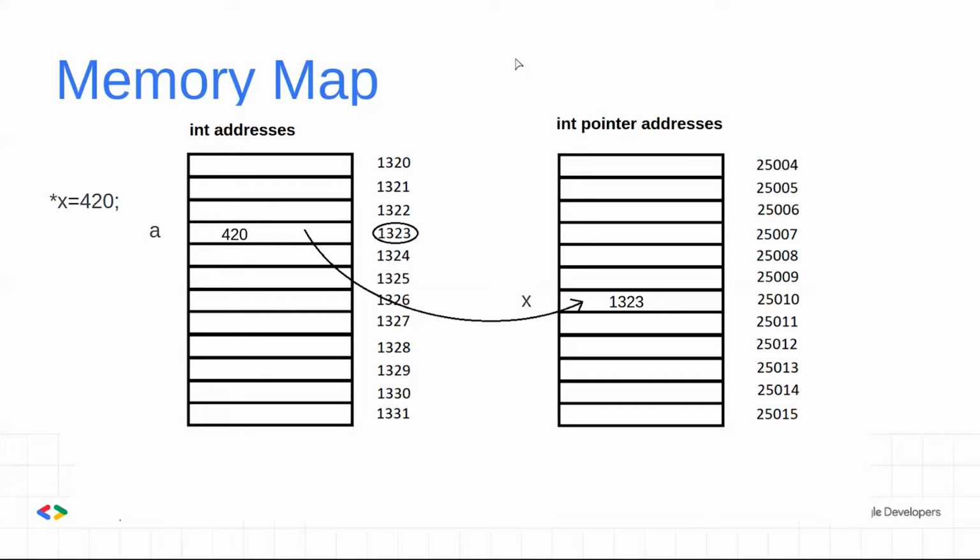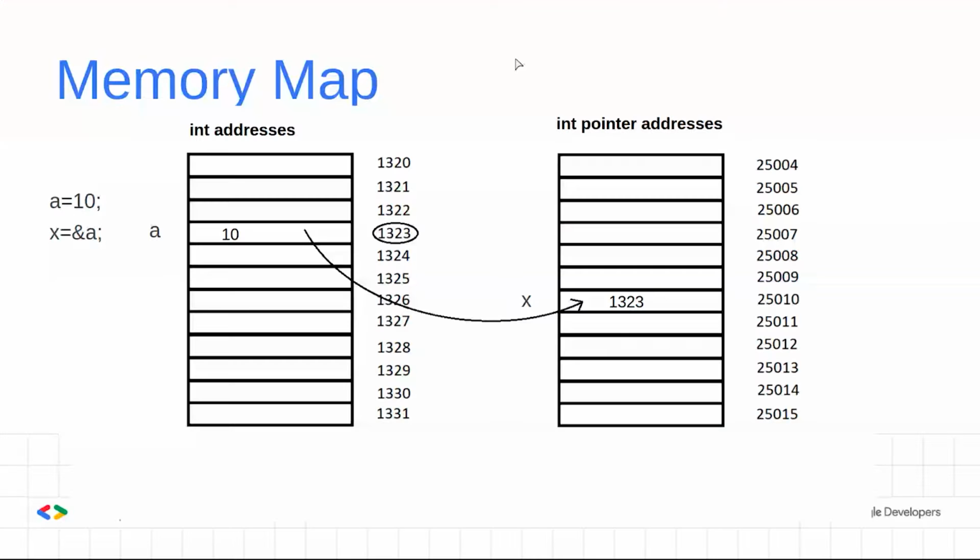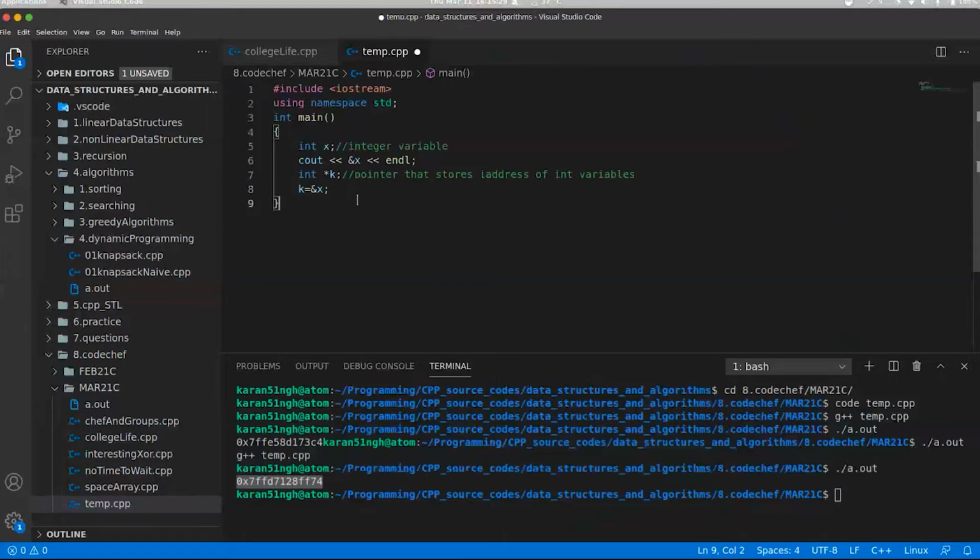Now we are going to the part where I'll explain why pointers are useful. Okay, now I'll open my Visual Studio Code again. So basically, I declared an integer variable. I assigned the address of that variable to our pointer k.